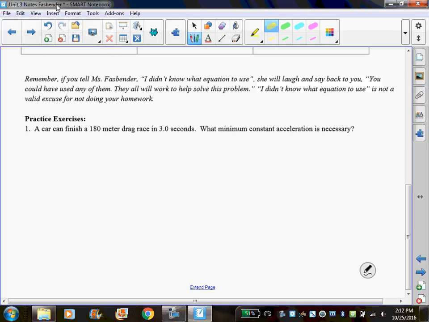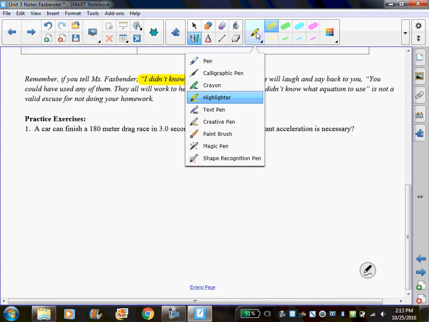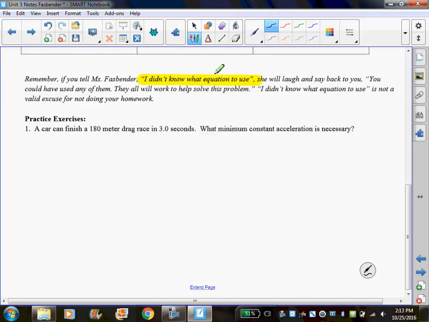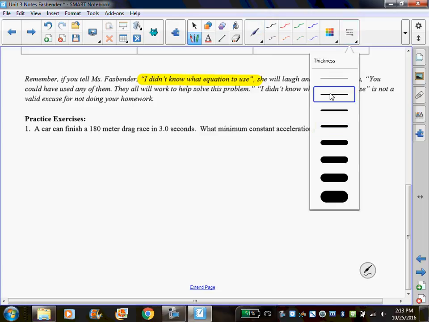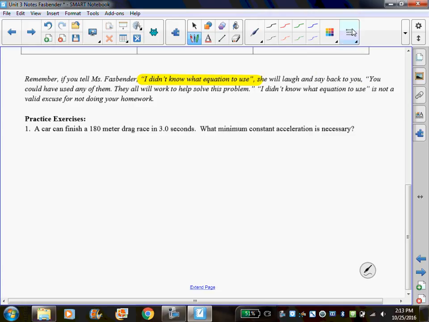Okay, so let's do some practice word problems with acceleration. Now please remember, saying I didn't know what equation to use is not a valid reason for skipping your homework. All of these equations can be used at any time. Which one you choose to use is going to be based on what you're given as the knowns in that particular problem. So let's start with this first problem.